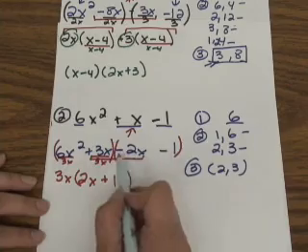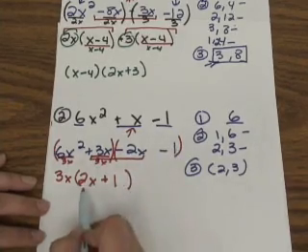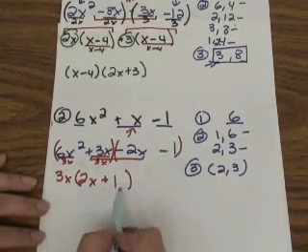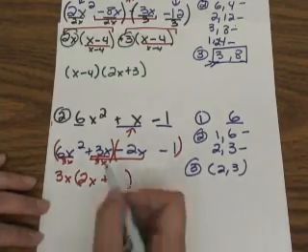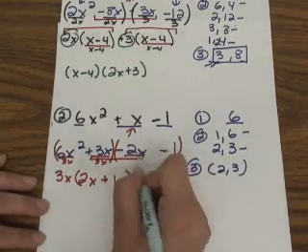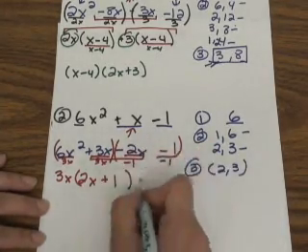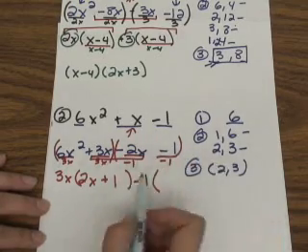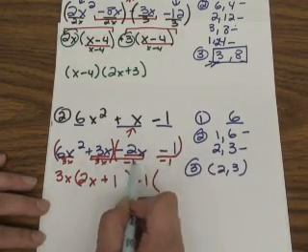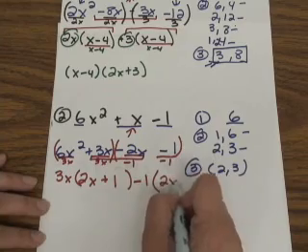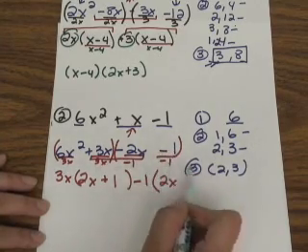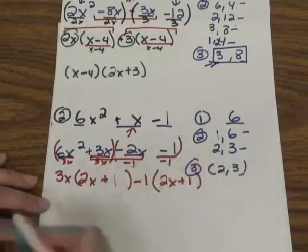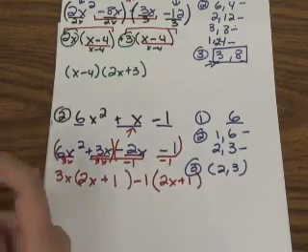Now when I go to my second binomial set, I can see that negative 2x minus 1 is the same exact terms that's in this binomial but with opposite signs. That gives me a hint that I should be factoring out a negative 1. So when I take out negative 1, what's left is negative 2x divided by negative 1 leaves me with a positive 2x, and negative 1 divided by negative 1 leaves me with a positive 1.